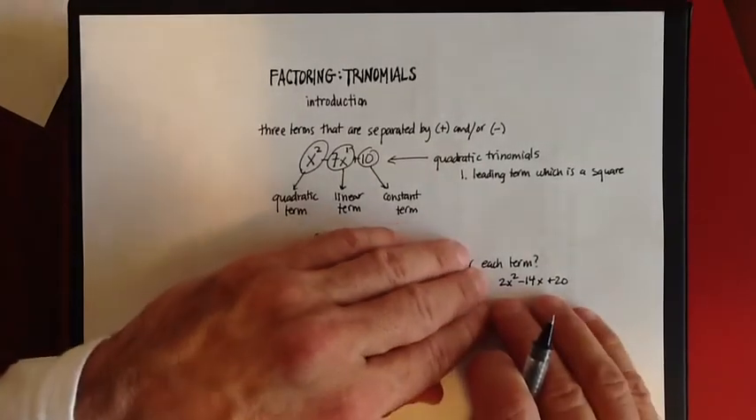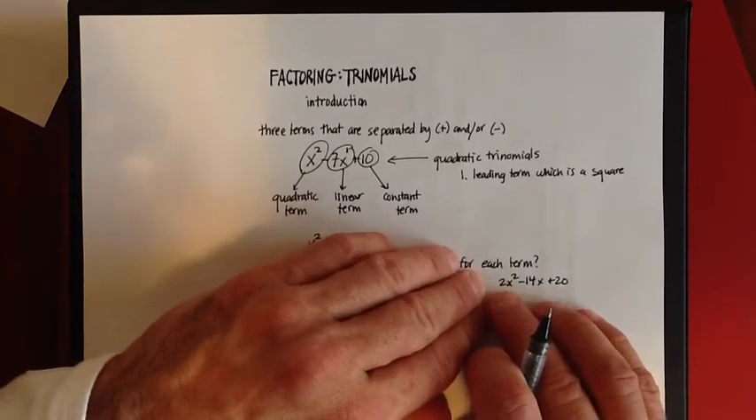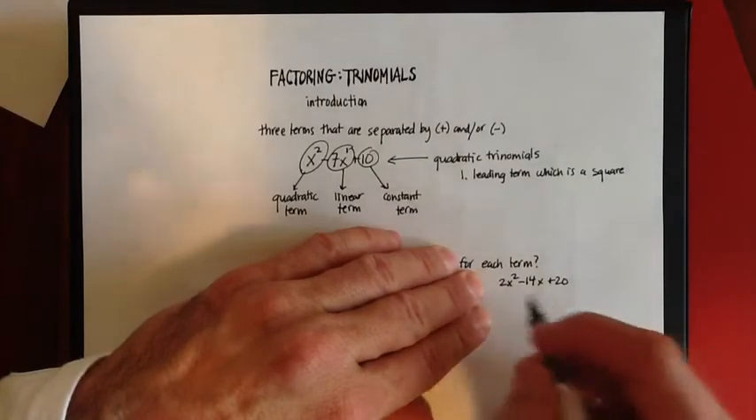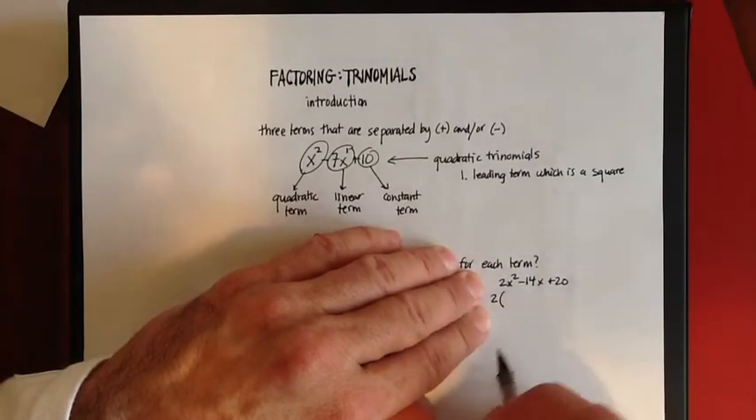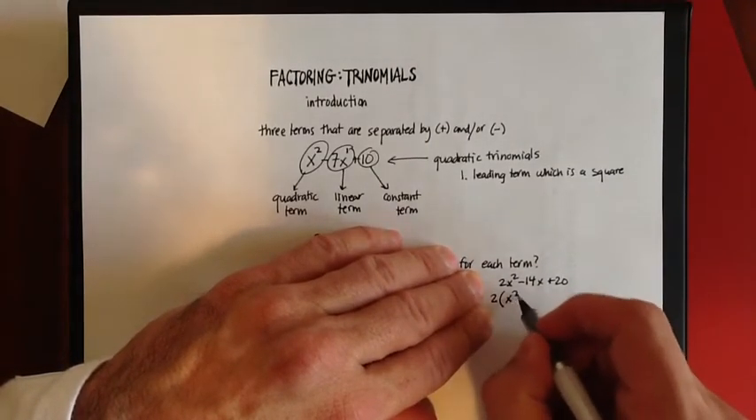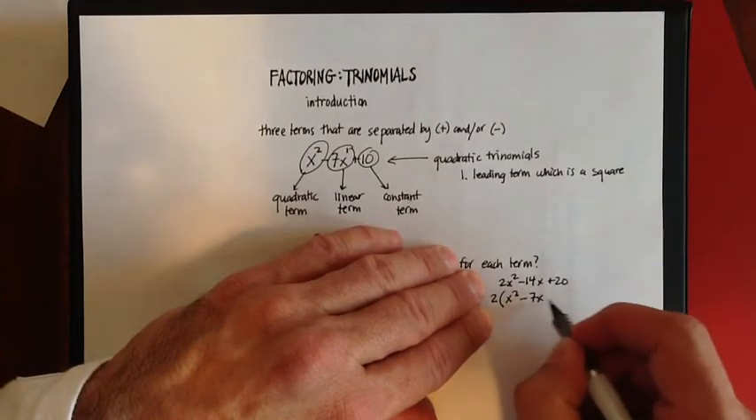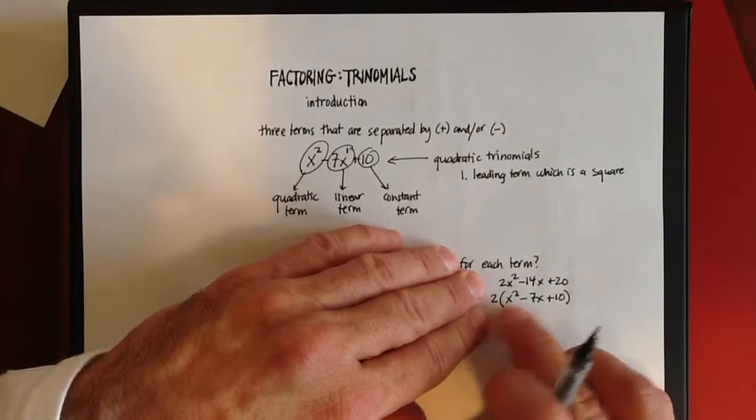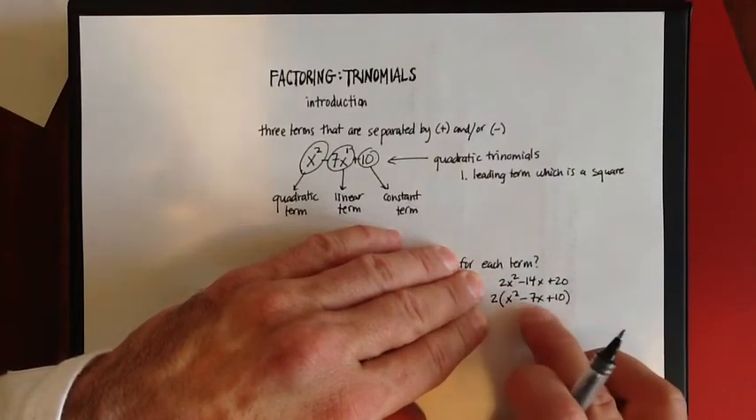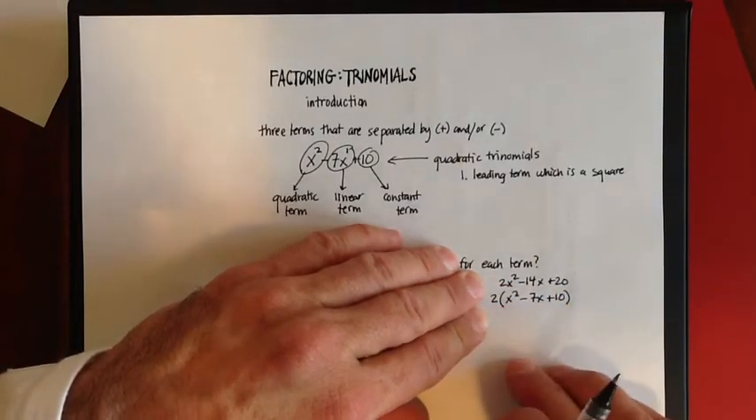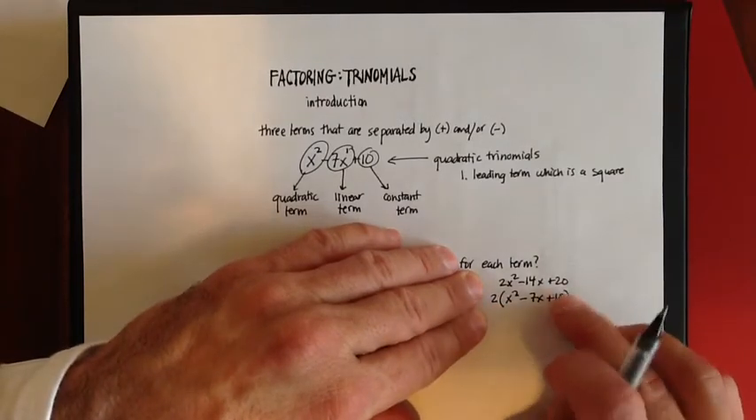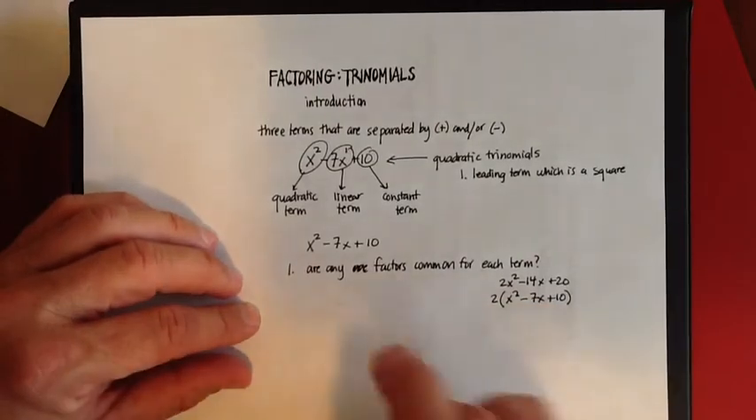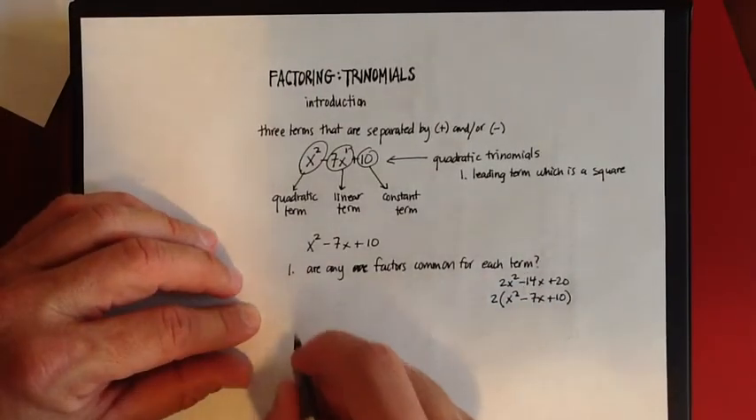Now, if I were to look at that trinomial and say, are there any common factors for each of the terms? And the answer would be 2, wouldn't it? So you'd factor out the 2, and then go ahead and rewrite the trinomial, and you'd have 2 times x squared, we get 2x squared. 2 times negative 7x, you get negative 14x. 2 times positive 10, you get positive 20. So we just factored out a 2. All right. So that's always the first question that you ask.